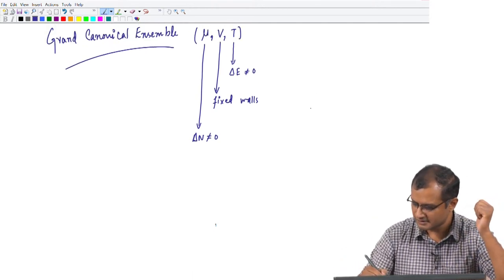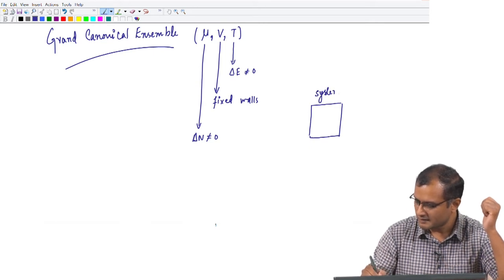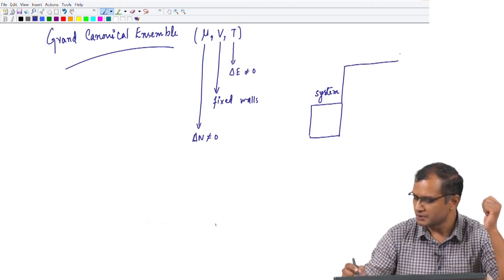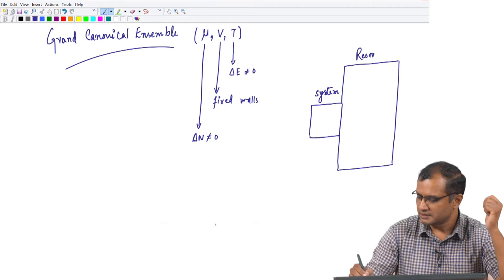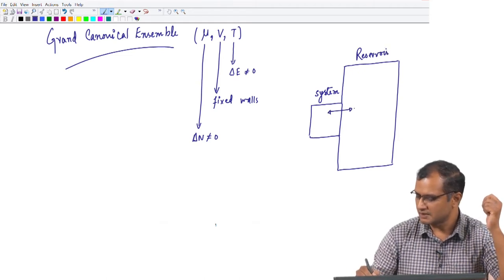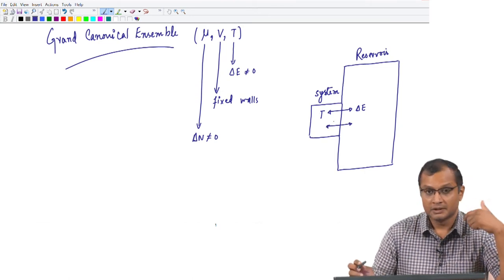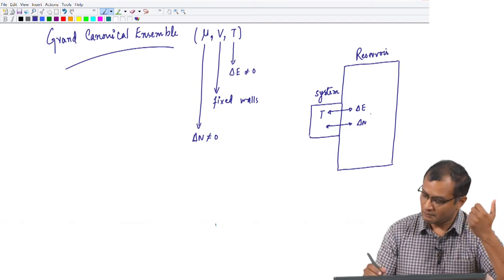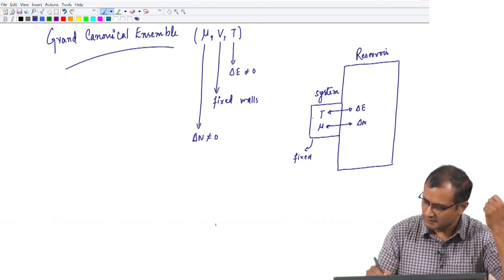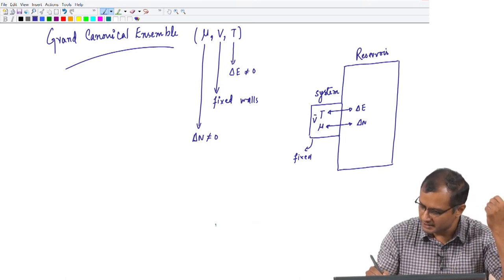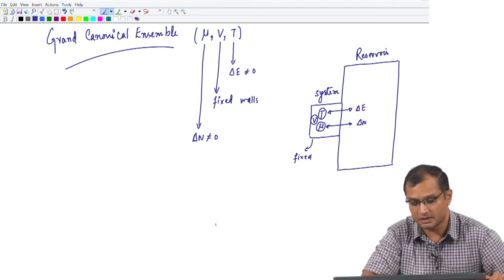So, we had drawn a schematic in the last lecture, which applies in the present case as well. So, this is our system. And this is in contact with a reservoir whose purpose is to keep our system at a constant temperature and chemical potential. So, let us indicate the exchange of energy between the reservoir and the system that maintains my temperature T, and indicate the number of particles that are exchanged between the system and the reservoir, and that maintains my chemical potential. And I have fixed walls, so that maintains constant V. Okay, so, there are three variables, mu, V and T, that are maintained using this reservoir, using this ensemble.